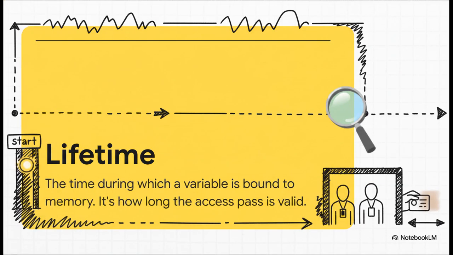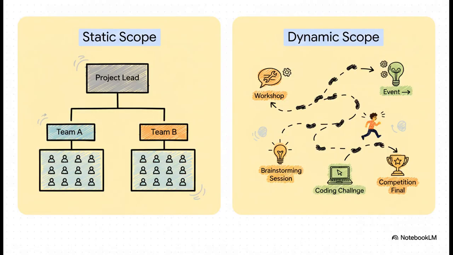And lifetime is tied directly to this. If scope is the where, then lifetime is the for how long. Your access pass doesn't just work in a certain place. It also only works for a certain time. It's valid from the start of the event until the end. As soon as that event, or that function, is over, poof, the pass expires. The variable is cleared from memory. Its lifetime has ended.